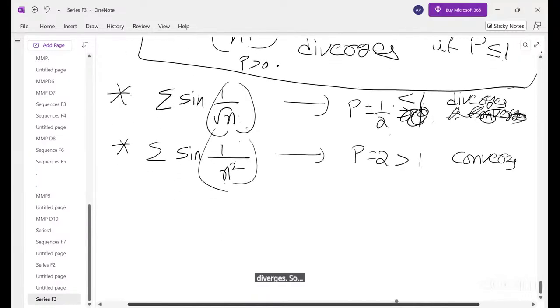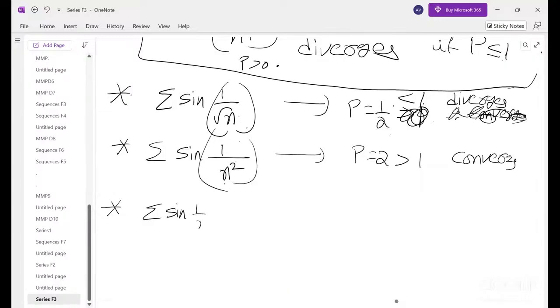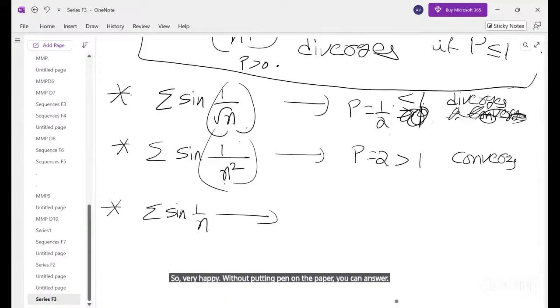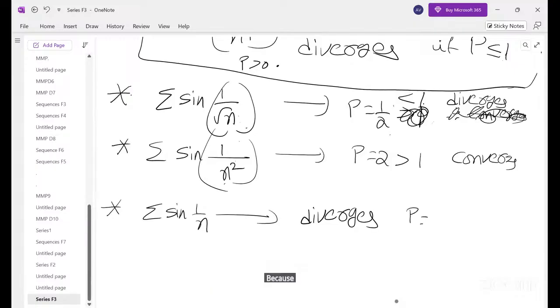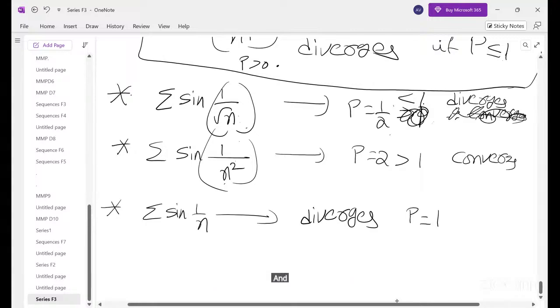So summation sin(1/n). Very happy: without putting pen on paper, you can answer. You need not apply any test in the exam. Directly use this result. This automatically diverges because p is equal to 1. So the p test and sin(1/n^p) will follow the same nature. Exactly. Applying this, you can work out any number of questions.